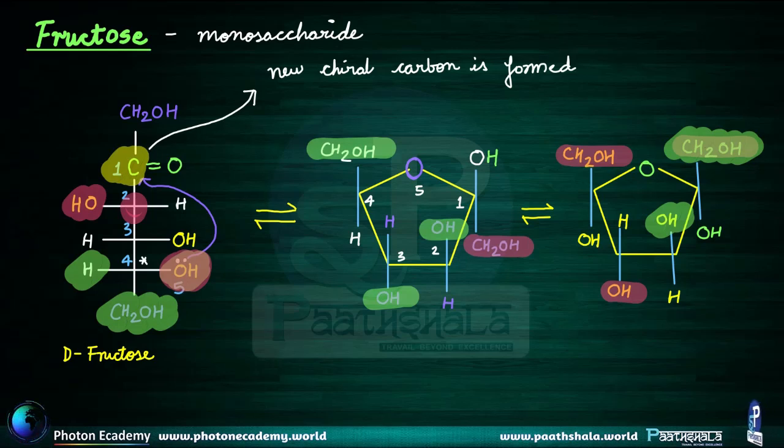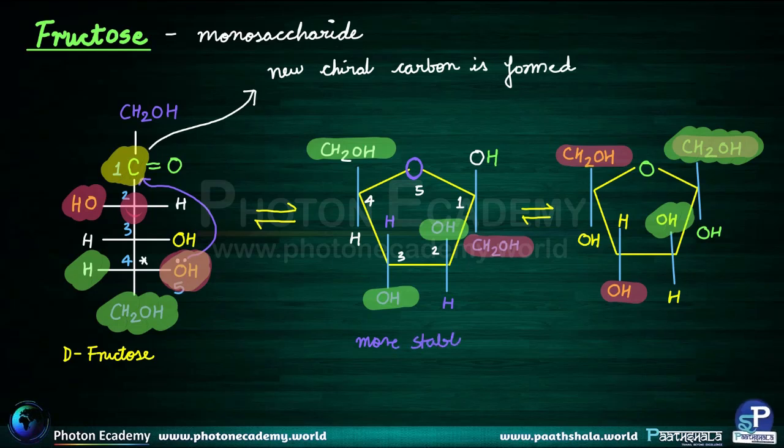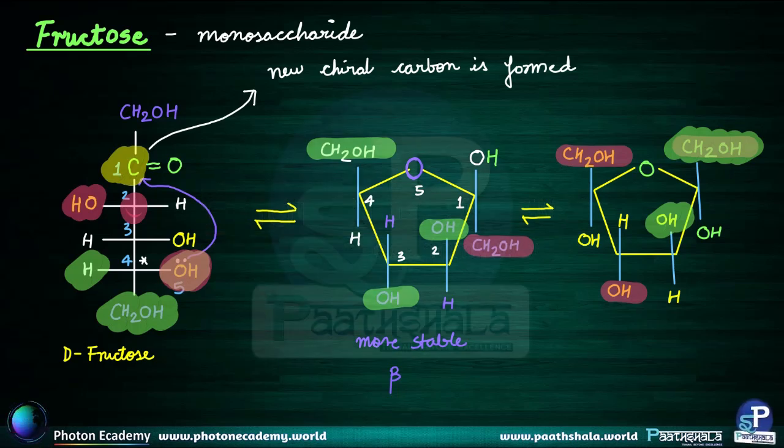So in the first one, I noticed that all the OH and CH2OH are at trans to each other, and therefore this becomes the more stable form, and thus we call it the beta form. And now here in this particular one, leaving all the carbons aside, the C1 is at cis position with the C2. So CH2OH is at cis with OH, and thus we call it the alpha form.